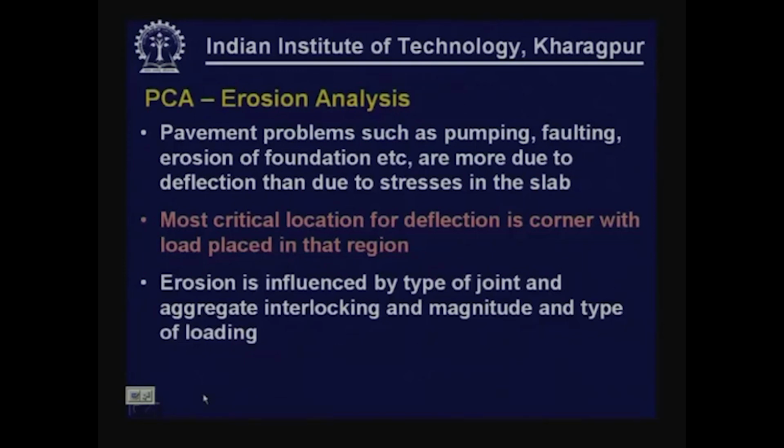Erosion is influenced by the type of joint. Obviously, if there is load transfer across the joint, the deflection is going to be lesser, erosion is going to be lesser. So, we have to consider what is the type of joint that is there, what is the type of load transfer mechanism, whether it is through granular interlocking or if there is a provision of dowel bars placed across the joints. We have to take all these things into account before computing the deflection and accordingly the erosion damage caused to the foundation.